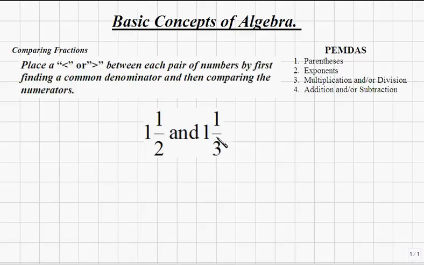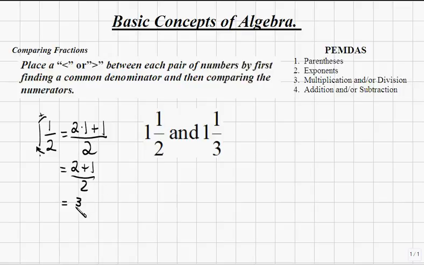Before we can compare these two numbers, let's write them as improper fractions instead of mixed numbers. So, over on each side, to change 1½ to an improper fraction, we'll first multiply 2 by 1, and then we'll add that to the numerator and write that over the common denominator. In other words, we'll write 2 times 1 plus 1 over 2. Multiplying 2 times 1 is 2, plus 1 over 2 becomes 3 over 2. So the mixed number 1½ becomes the improper fraction 3/2.